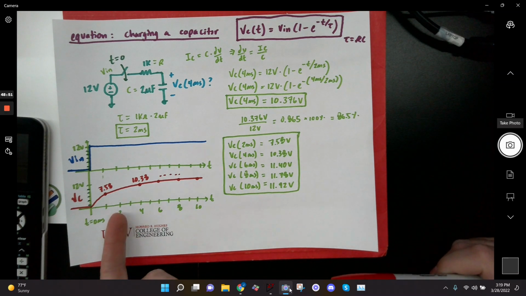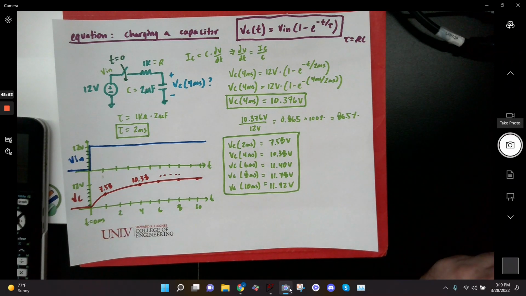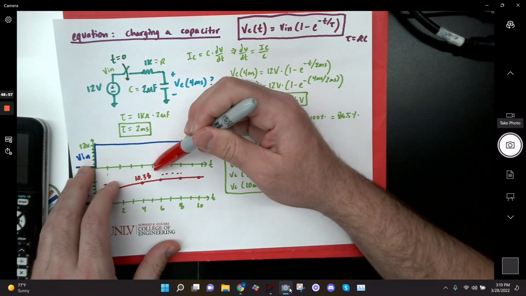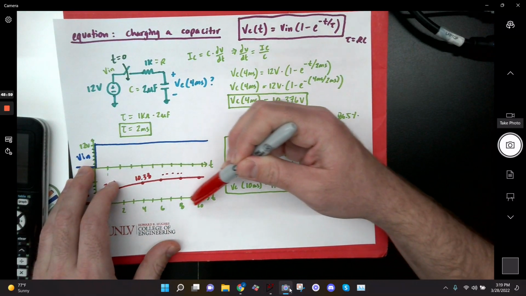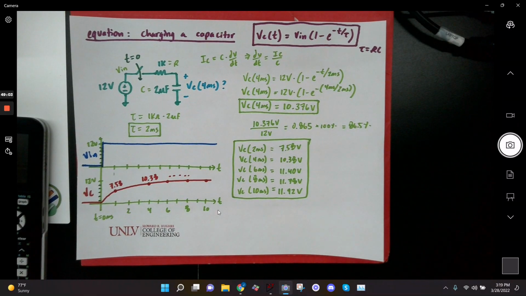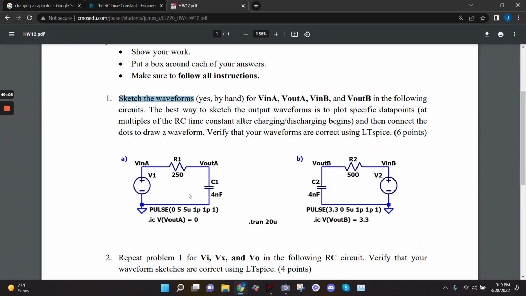But this is only for this one particular case, because now, let's say I pulse this 12 volts back down to 0 over here somewhere, then this is going to start discharging, right? So different things like that will start to happen. I think on this homework I gave one charging.